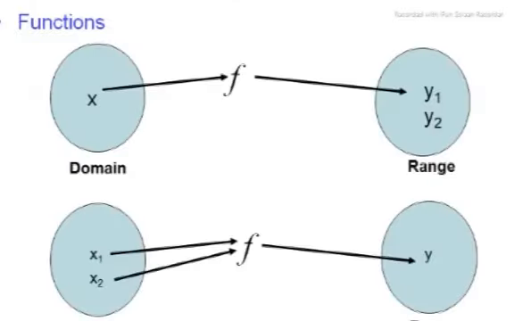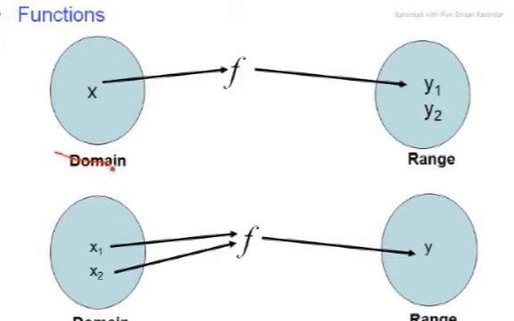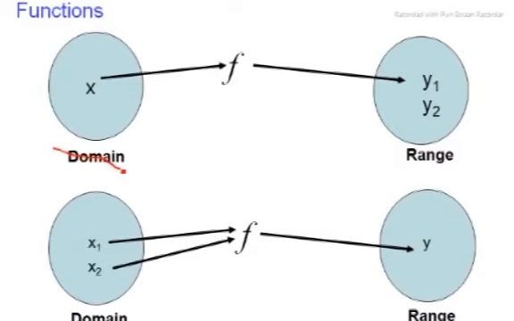So let's consider some examples of functions. You can see that the map f is relating the point x in the first set to the point y1 in the second set. It is a function because each element in the domain is attached to another element.